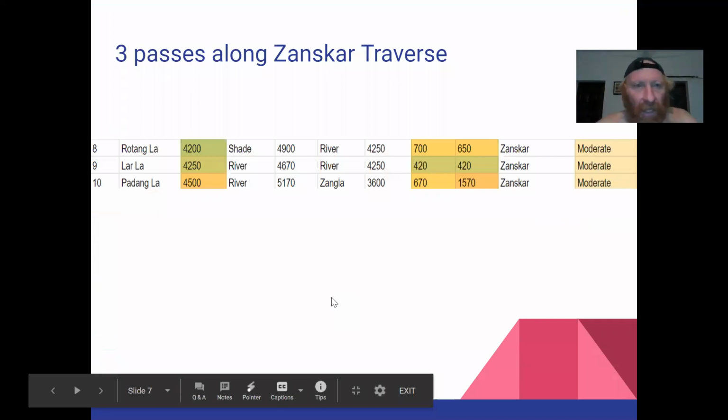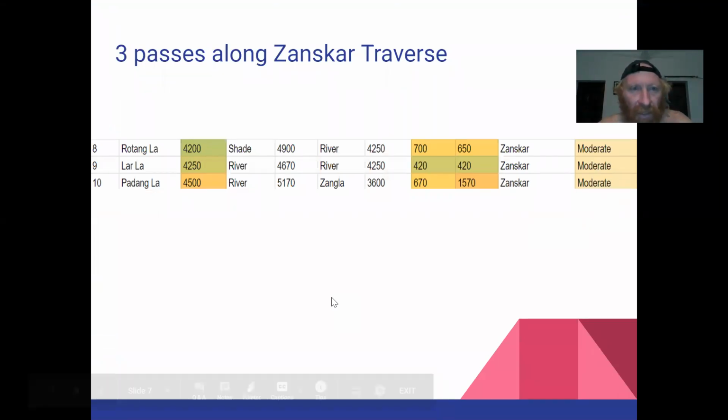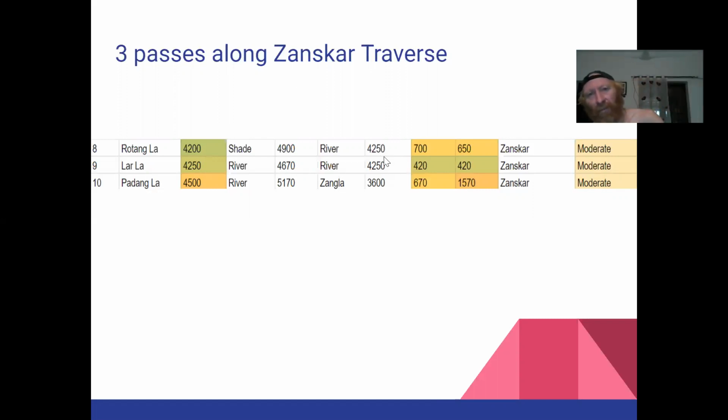So these are the three high altitude passes here, not very high. I mean, 4,200, 4,250, 4,500, which is not extremely high. I think I've wrongly marked. These are the heights actually. This is the height of the starting town. This is the height of the descent point, sorry.